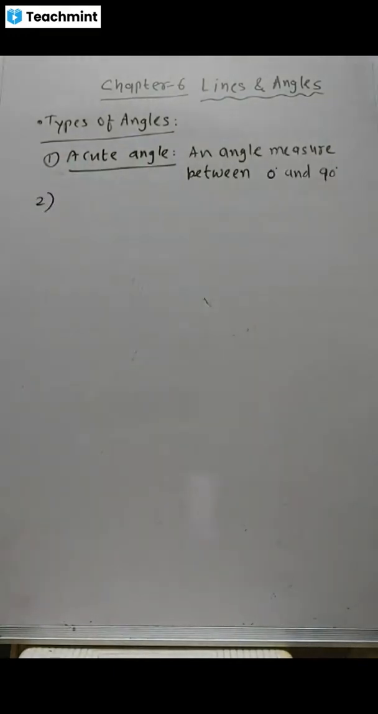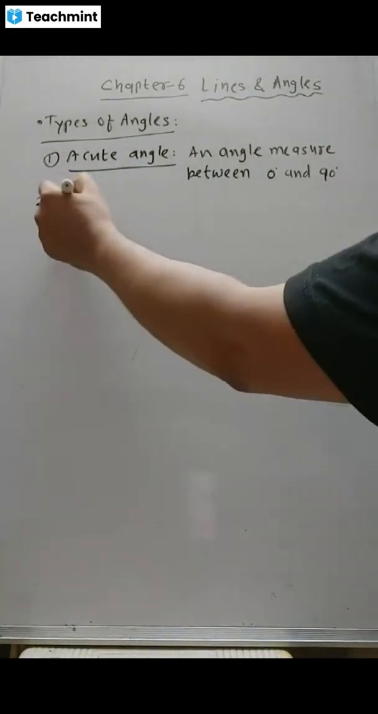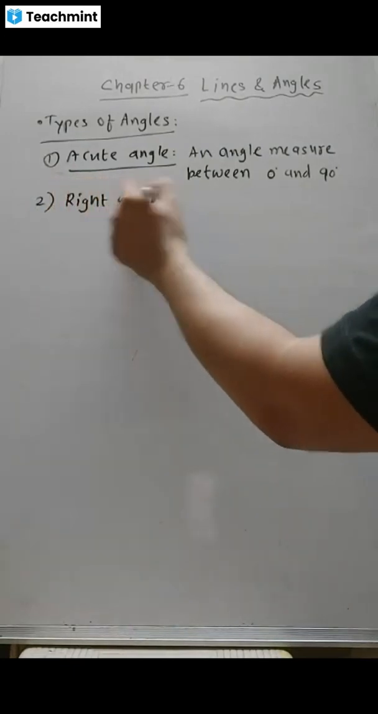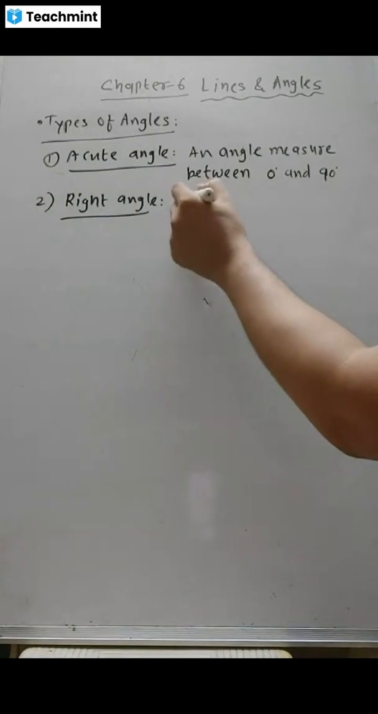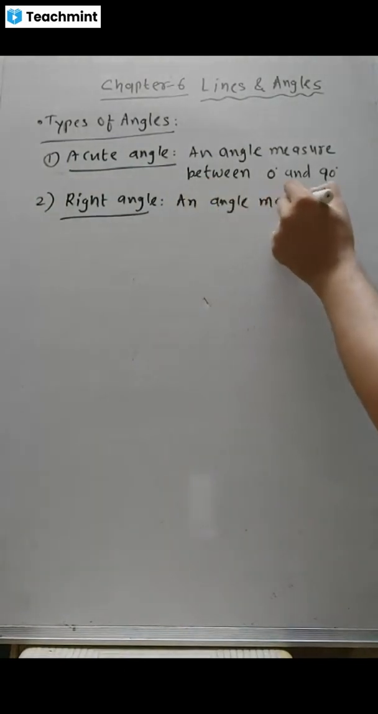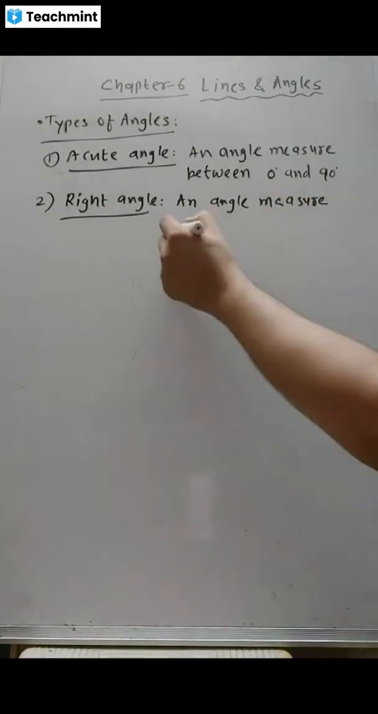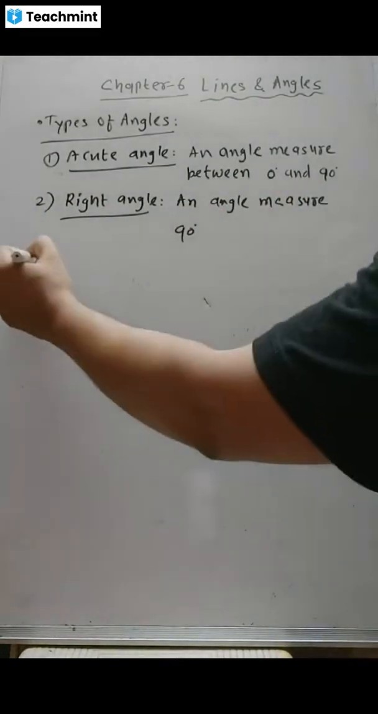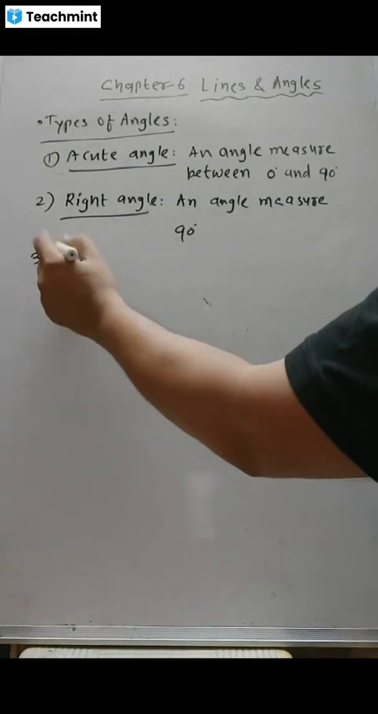Second one, right angle. What is the definition of a right angle? An angle that measures 90 degrees is called a right angle.